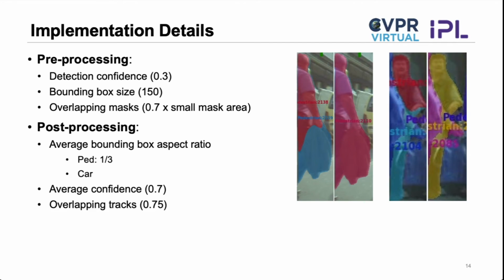Similarly, after tracking, we also use average bounding box aspect ratio for pedestrians, average confidence, and track IOU to remove non-target objects or duplicated tracks. Note that the car's aspect ratio varies a lot due to occlusion or truncation, so there's no aspect ratio constraint for car.